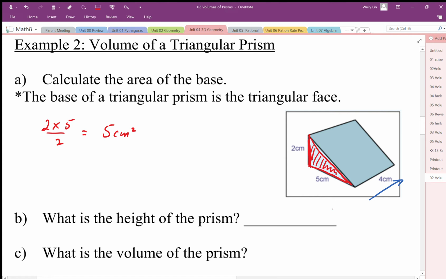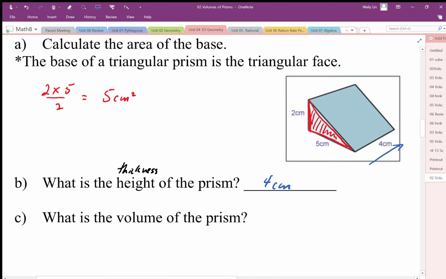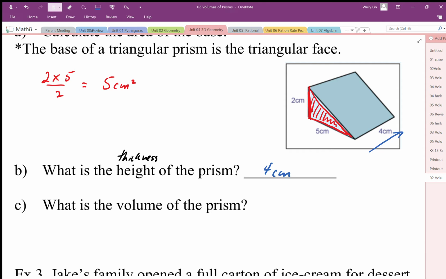When I talk about the height of the prism, really I'm talking about the thickness, so maybe I'll change this to thickness. It's the same thing. It's going to be the thickness of that prism, and the thickness of this prism is 4 centimeters. So if I want to find the volume, the volume is equal to the area of the base, this area, times the thickness. In this case, the thickness is 4 centimeters.